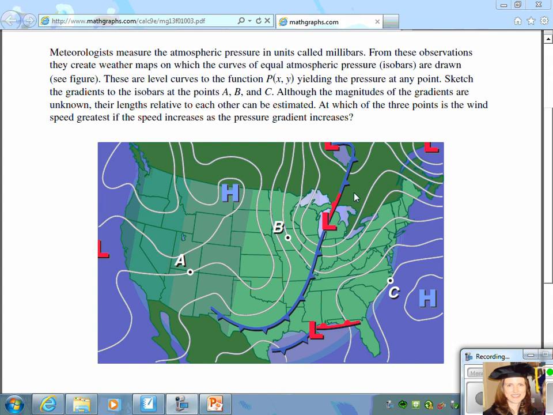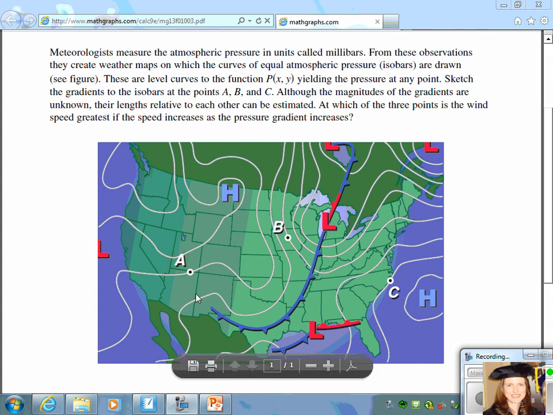So the gradient is going to be pointing in the direction of the greatest increase. So in this case, it's going to be the greatest increase in pressure. We have low pressure areas with the red and high pressure areas with the blue. Now it's going to be normal to the level curves, and the closer those curves are together, the quicker the increase in pressure, or the quicker change in pressure. So the gradient is going to be longer if those level curves are closer together.